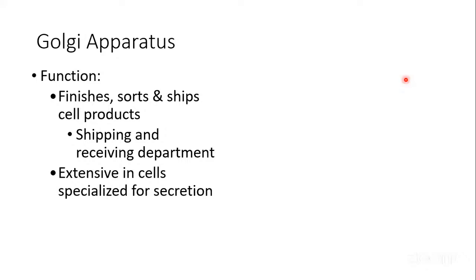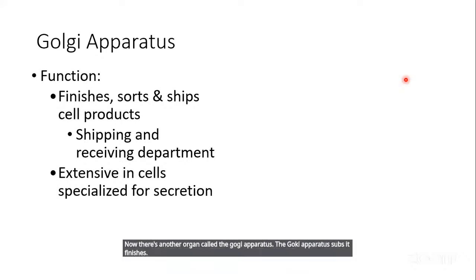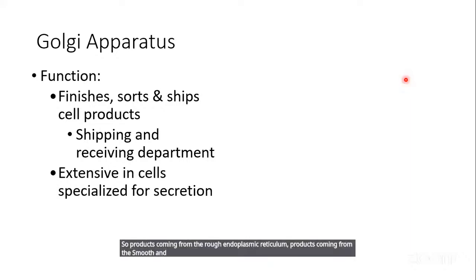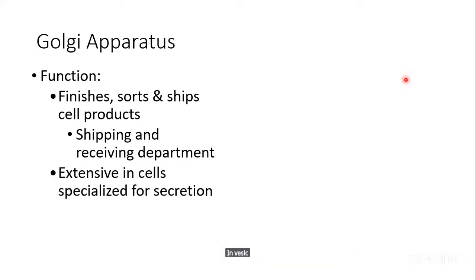Now there's another organelle called the Golgi apparatus. The Golgi apparatus finishes, sorts, and ships cell products. So products coming from the rough endoplasmic reticulum, products coming from the smooth endoplasmic reticulum in vesicles fuse with the Golgi apparatus. And then the Golgi apparatus checks these products. If these products do not meet the standard, the Golgi apparatus sends it back to whichever, whether the smooth endoplasmic reticulum or the rough endoplasmic reticulum.